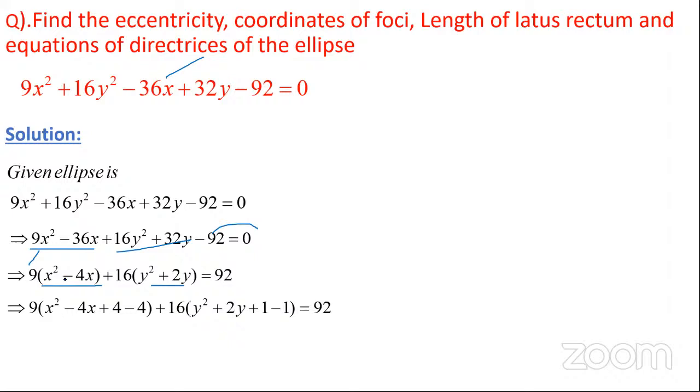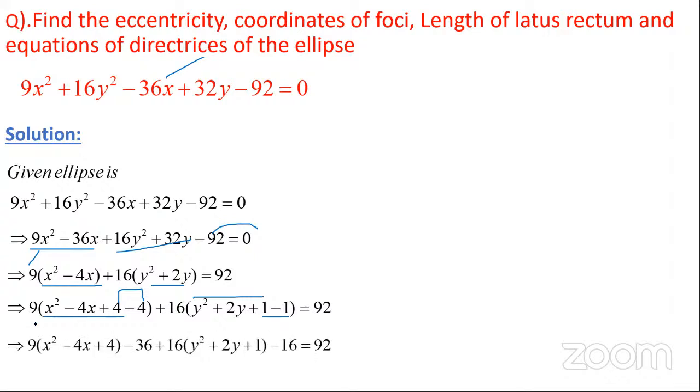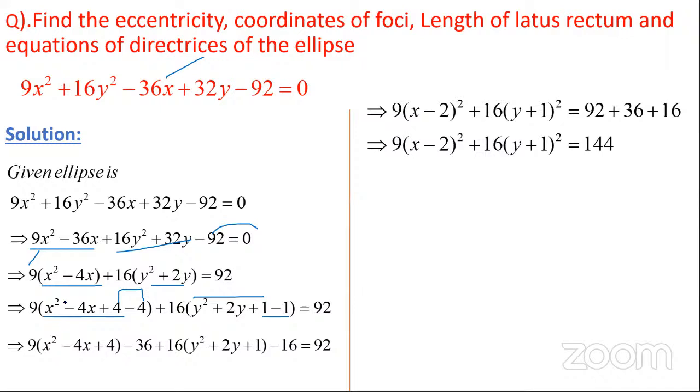So here x square minus 4x plus 4 minus 4. I'm adding plus 4 minus 4, there is no change, and this goes under the completing square method. Similarly here also, 1 minus 1 I'm adding. Then I will get y square plus 2y plus 1, which is nothing but y plus 1 whole square. Then the equation is like this: 9 of x square minus 4x plus 4 minus 36 plus 16 of y square plus 2y plus 1 minus 16 equal to 92. So this is x minus 2 whole square and this is y plus 1 whole square. Then 9 of x minus 2 whole square and 16 of y plus 1 whole square.